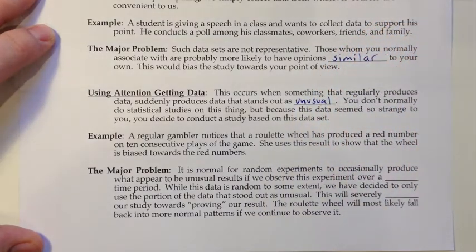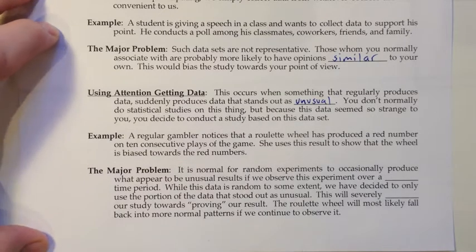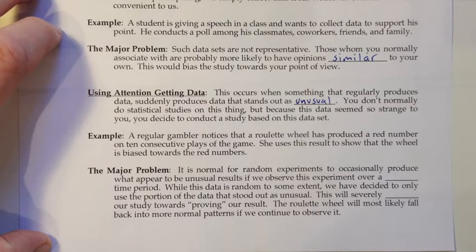You don't normally do statistical studies on this thing, but because the data seems so strange to you, you decide to conduct a study based on this data set. An example of this would be a regular gambler who notices that a roulette wheel has produced a red number on 10 consecutive plays of the game, and she uses this result to show that the wheel is biased towards the red numbers.